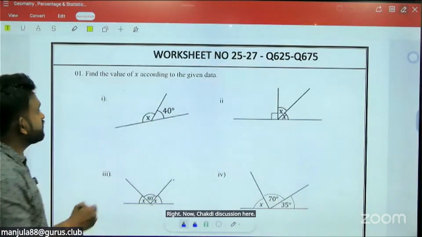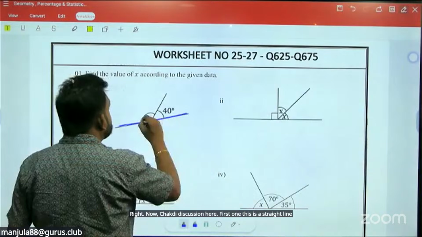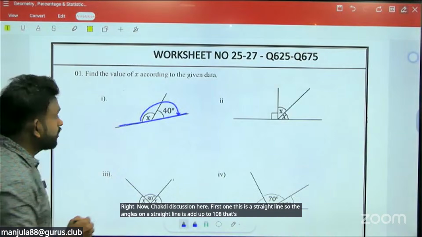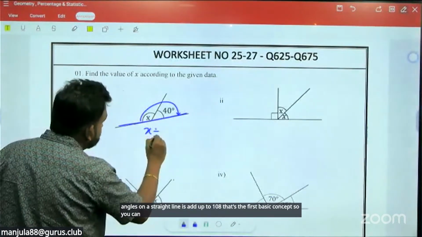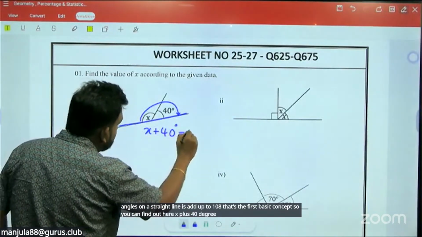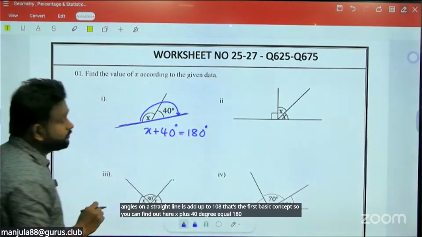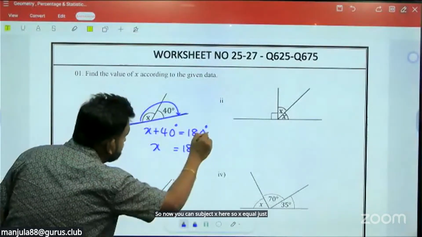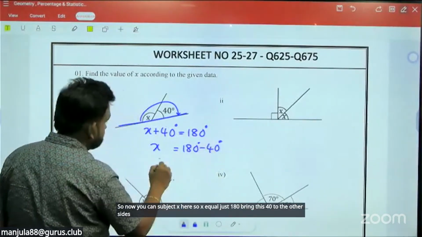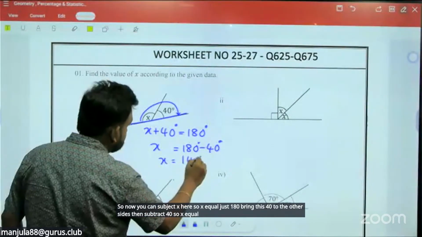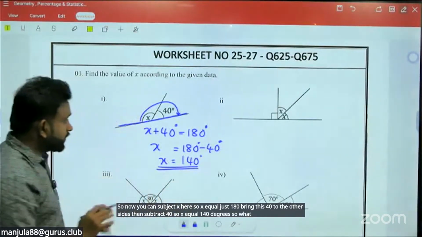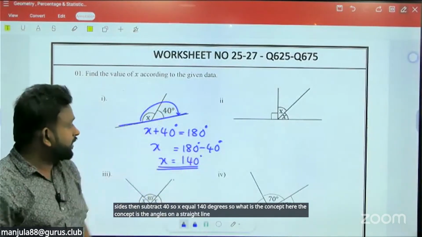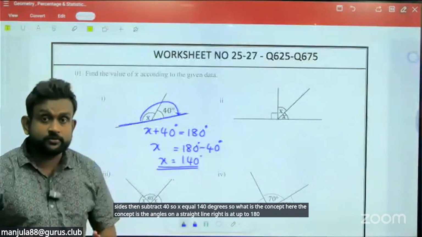First one, this is a straight line. The angles on a straight line add up to 180. That's the first basic concept. So x plus 40 degrees equals 180. Now you can make x the subject: x equals 180, bring this 40 to the other side and subtract 40. So x equals 140 degrees. The concept here is that the angles on a straight line add up to 180.